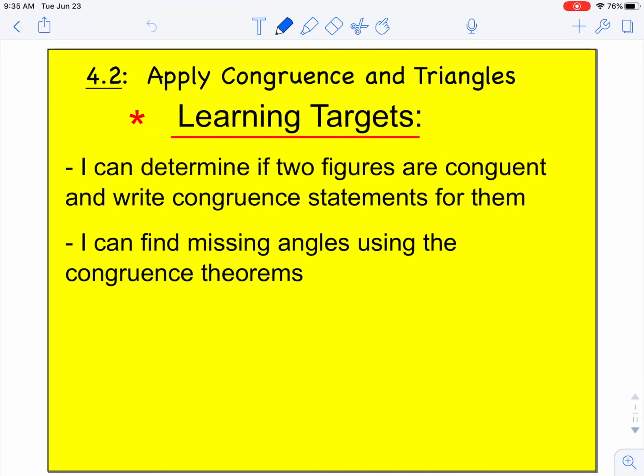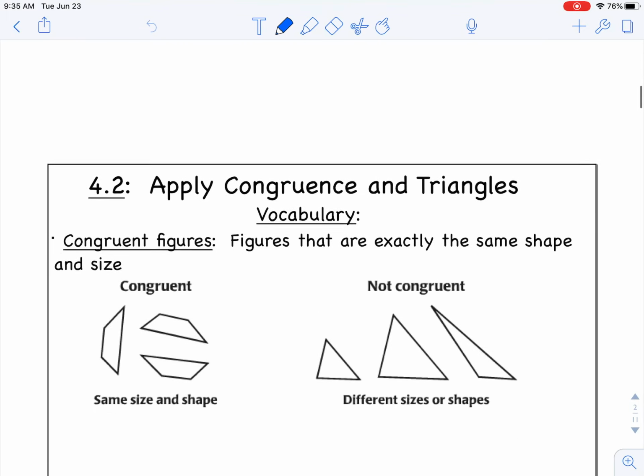Section 4.2, we're going to look at congruent triangles. We're going to determine if two figures, two triangles, are congruent, and write congruent statements for them. And we're going to find missing angles using congruence theorems.